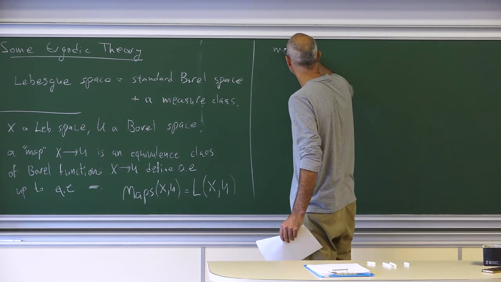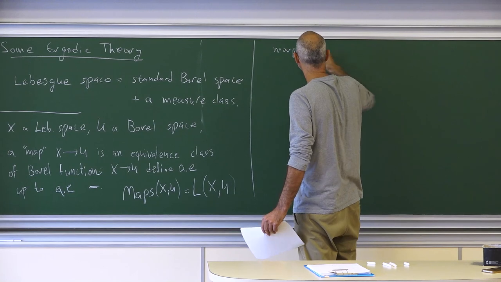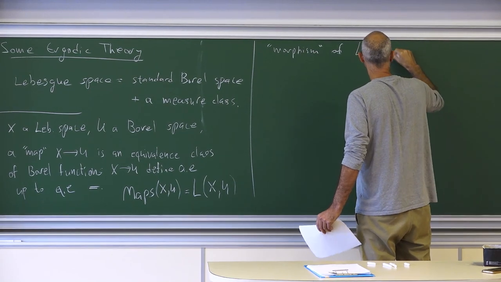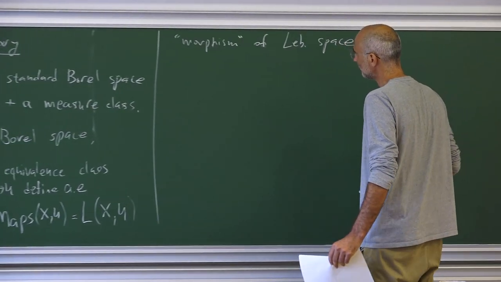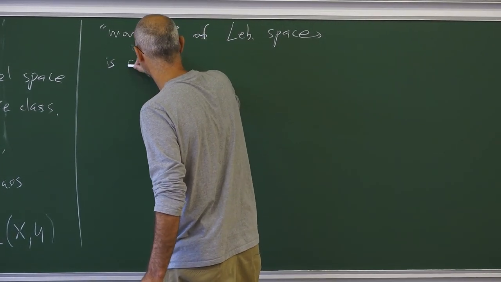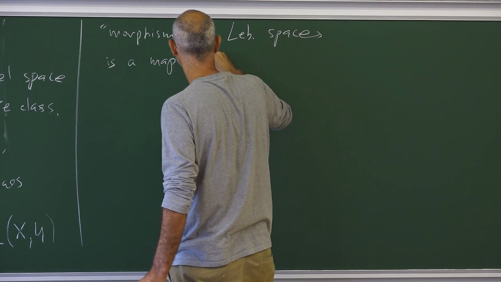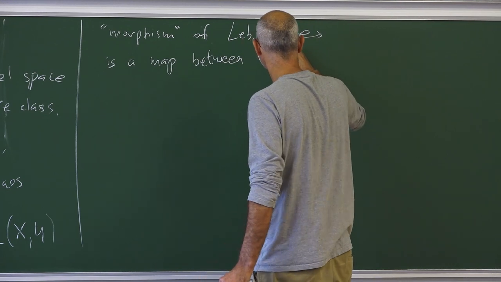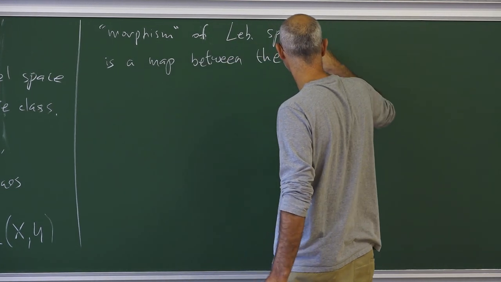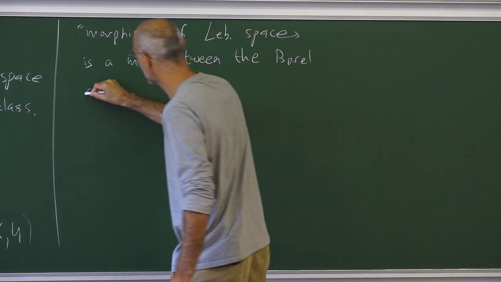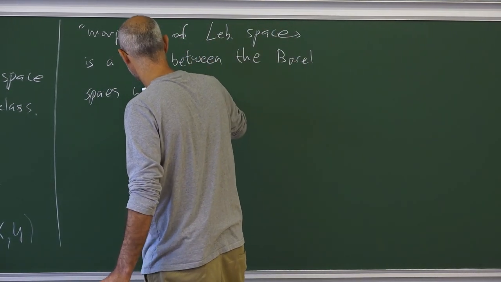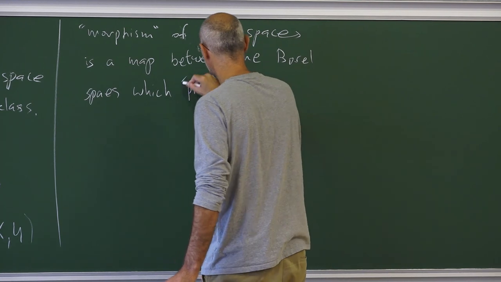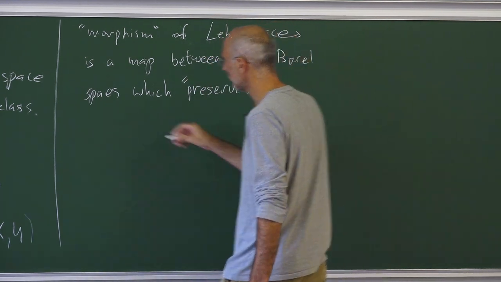And now a morphism, or simply a map of Lebesgue spaces, is a map between the underlying Borel spaces which preserves the measure class.